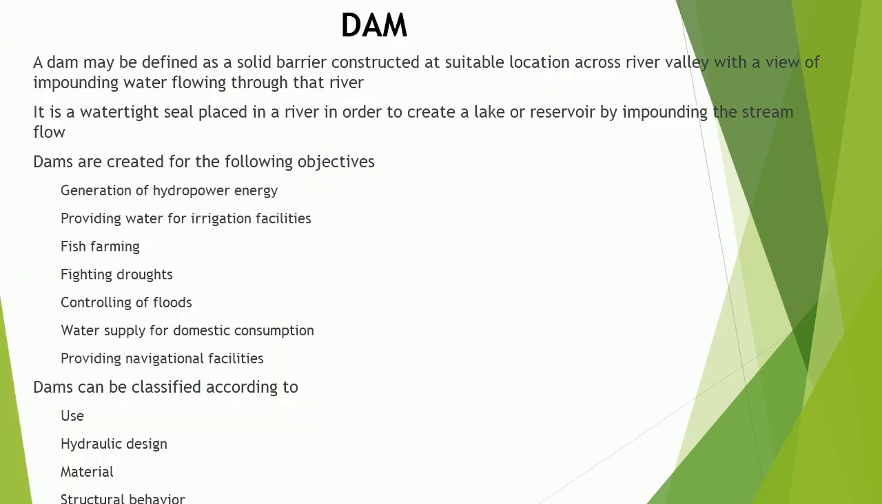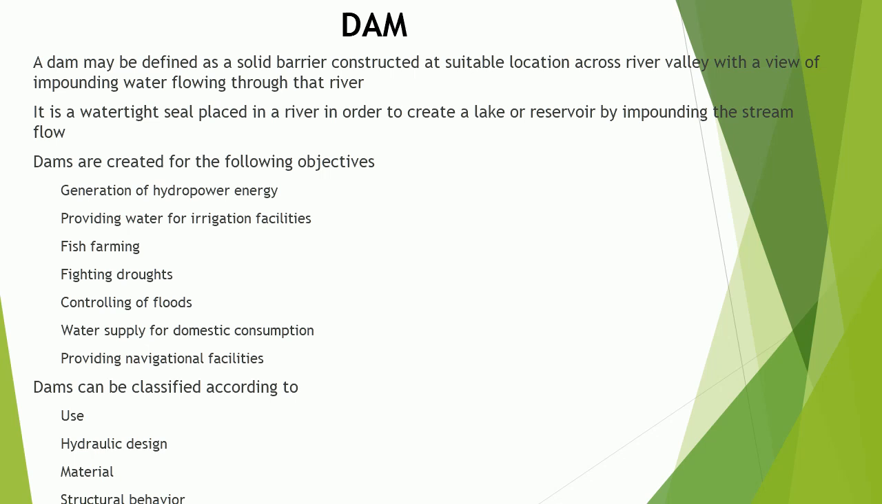A dam may be defined as a solid barrier constructed at a suitable location across a river valley, with a view of impounding water flowing through that river. It is a watertight seal placed in a river in order to create a lake or reservoir by impounding the stream flow. Dams are created for the following objectives: generation of hydropower energy, providing water for irrigation facilities, fish farming, fighting droughts, controlling of floods, water supply for domestic consumption, providing navigational facilities.